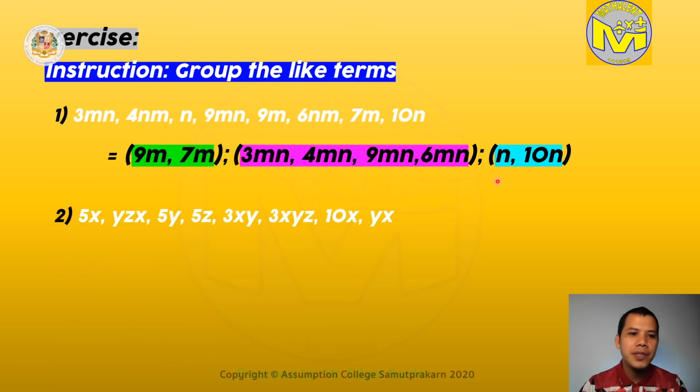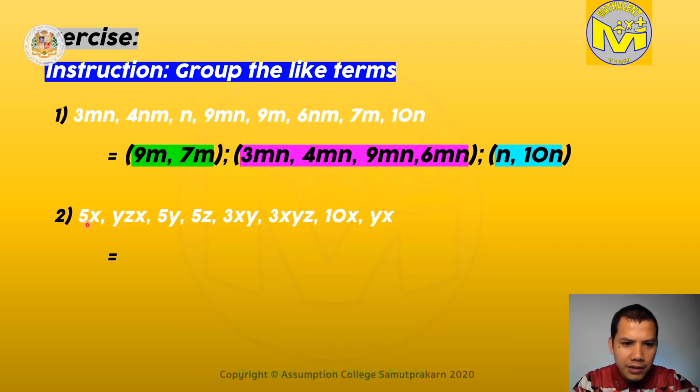Next number. How about number 2? How many terms? How many terms do you see? We have 1, 2, 3, 4, 5, 6, 7, and 8 terms. And then how many groups? Okay, we have group X, we have group Y, we have Z, and XY.